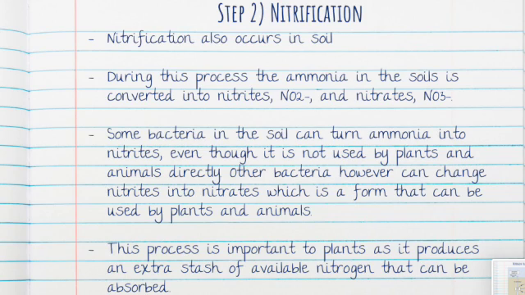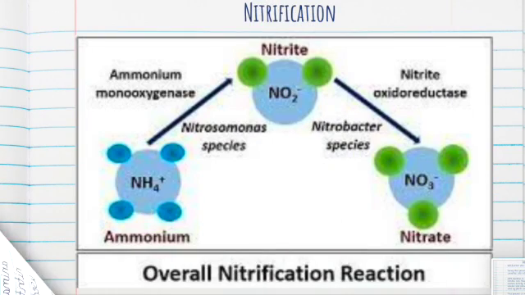Some bacteria in the soil can turn ammonia into nitrites, even though it is not used by plants and animals directly. Other bacteria, however, can change nitrites into nitrates, which is a form that can be used by plants and animals. This process is important to plants as it produces an extra stash of available nitrogen that can be absorbed. And here is a picture of nitrification.